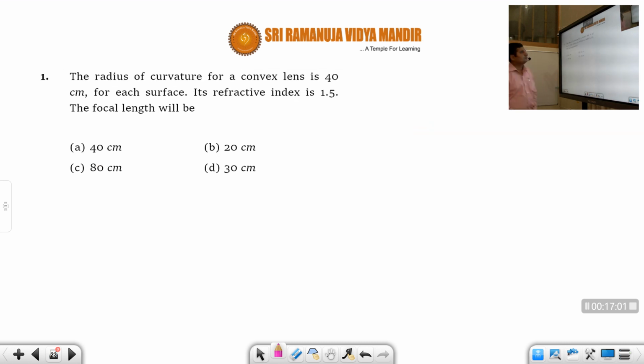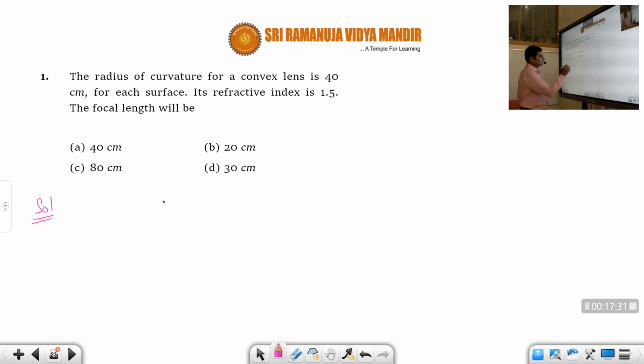Now in this session, let us take a few problems on this topic of lens. Okay, students. So now the first problem: the radius of curvature for a convex lens is 40. So first write down the given quantity. So focal length for the given convex lens is 40 centimeters. Sorry, students, this is not focal length. This is the radius of curvature.